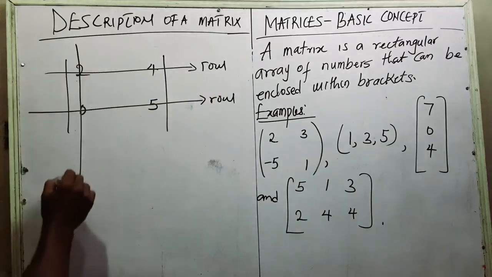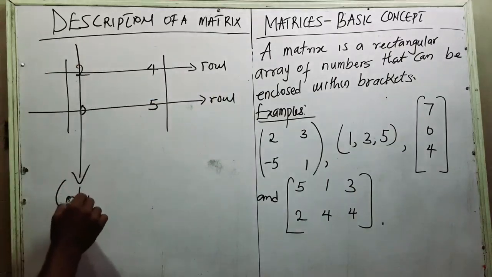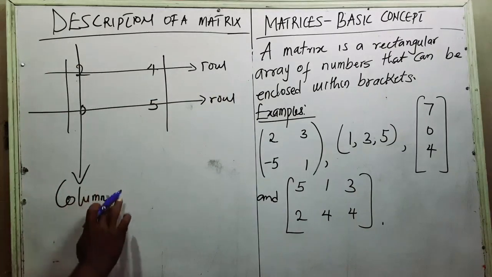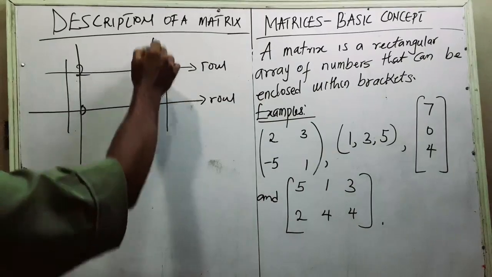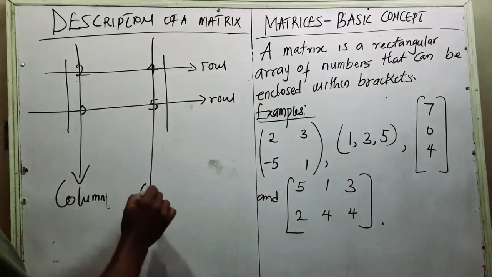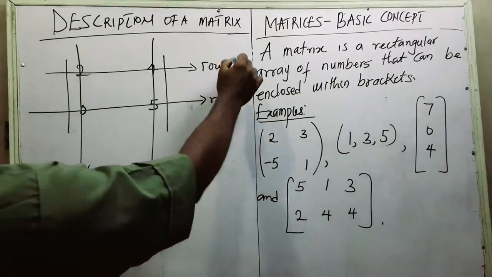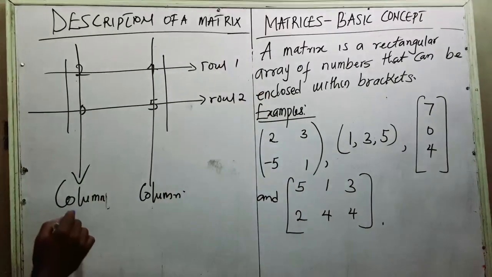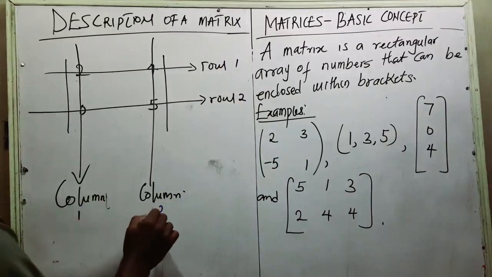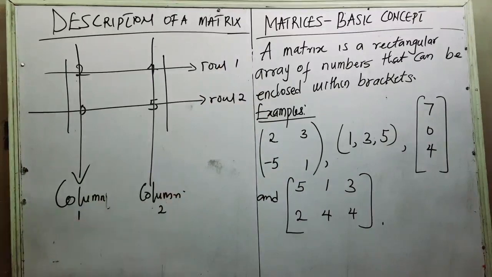By the time we have something like this, we have columns. We have a column, and this is also a column. So we can call this row 1, row 2, column 1, column 2. So this is how we describe a matrix. A matrix is described in rows and columns.